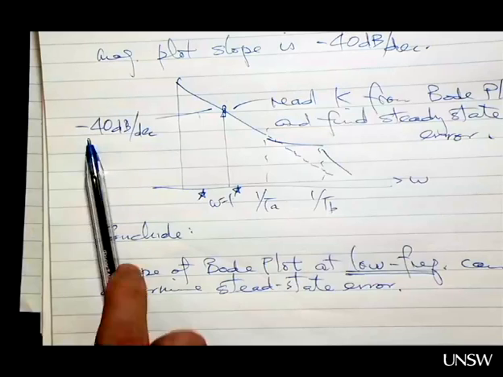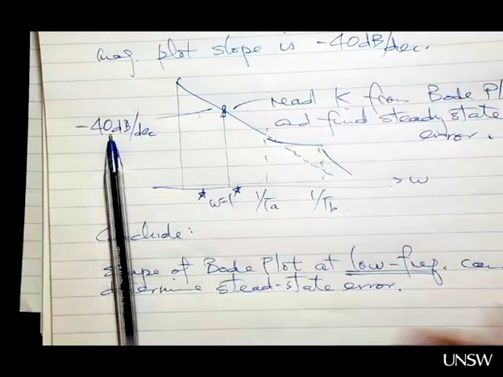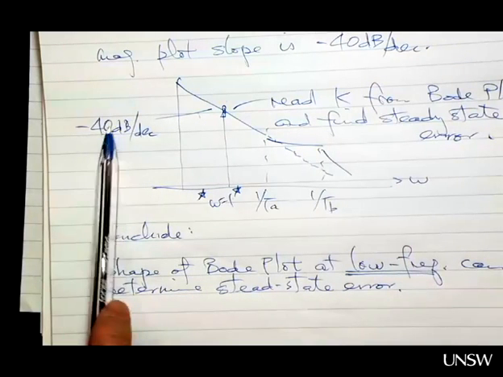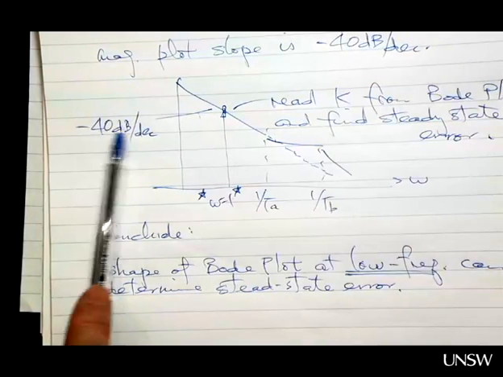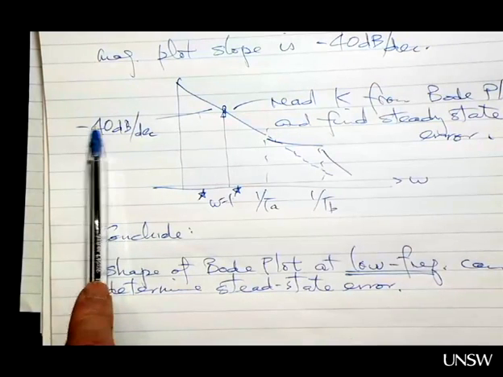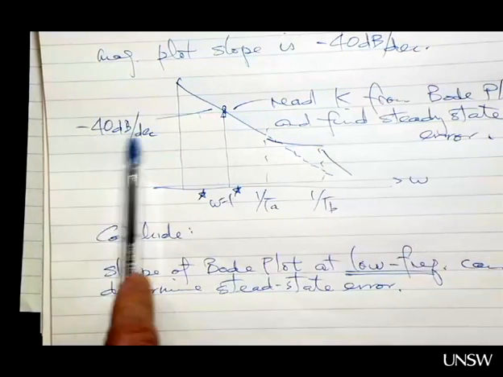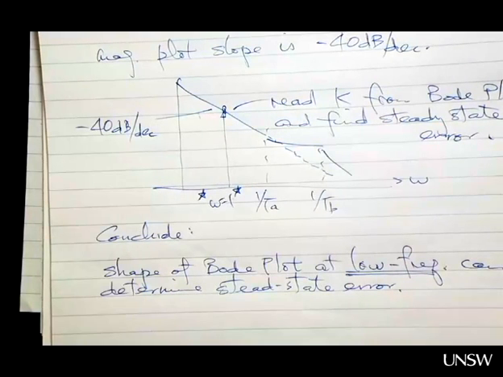And then for other systems, type 3, type 4, or whatever, we just increase the slope from minus 20 to minus 40 to minus 60, etc., and then we can find it out. And this is one of the uses of the Bode plot in system design. Okay, then I think we should take a break.